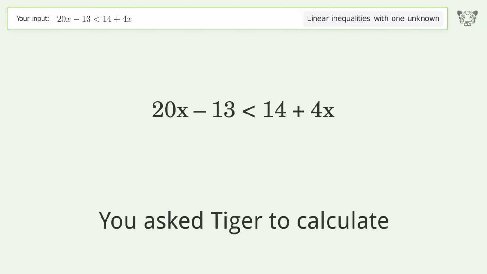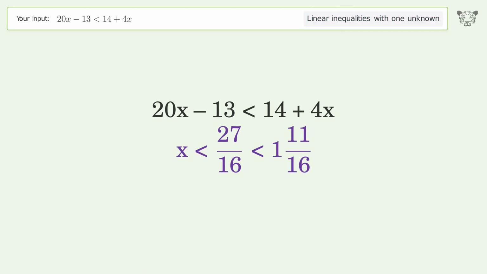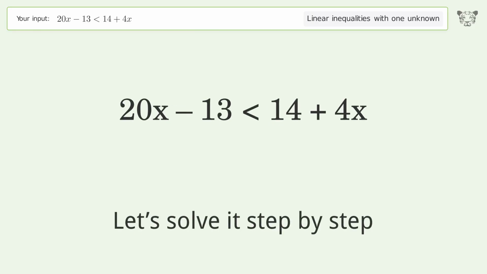You ask Tiger to calculate. This deals with linear inequalities with one unknown. The final result is x smaller than 27/16 smaller than 111/16. Let's solve it step by step.